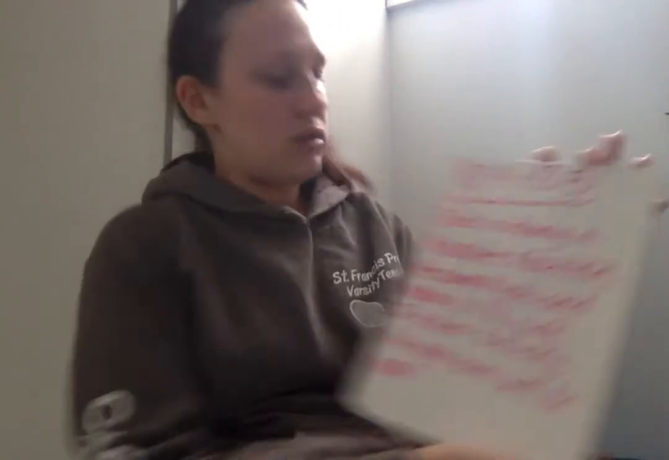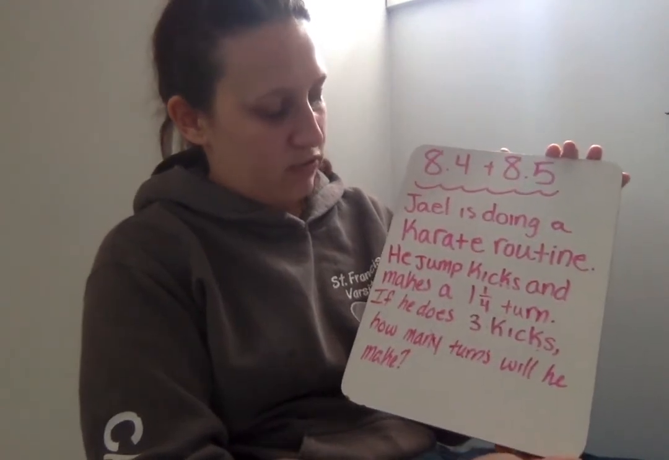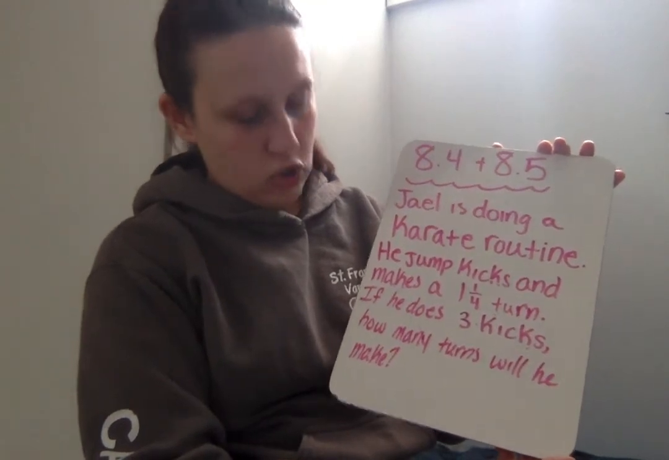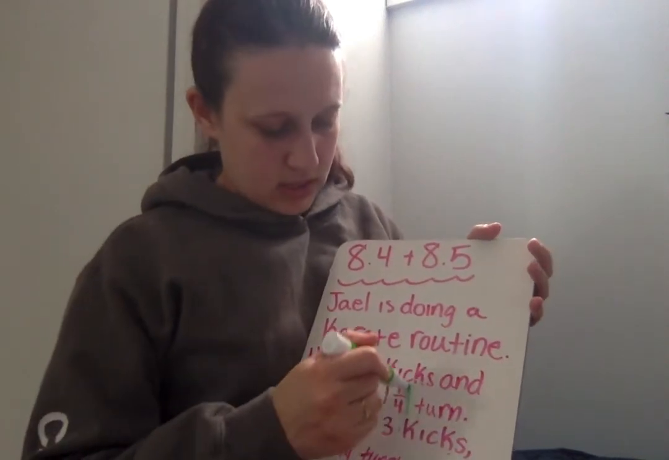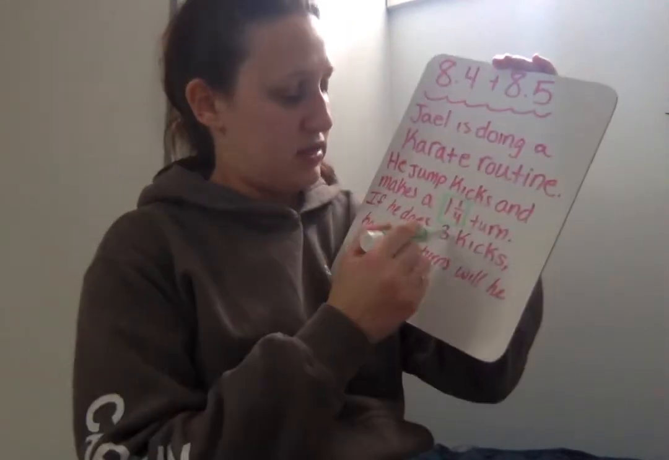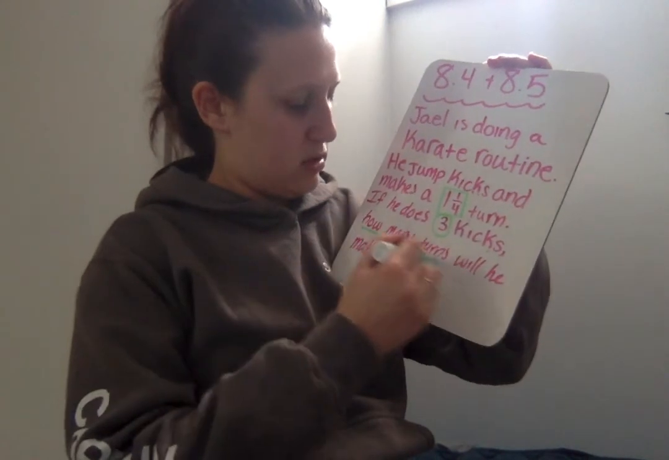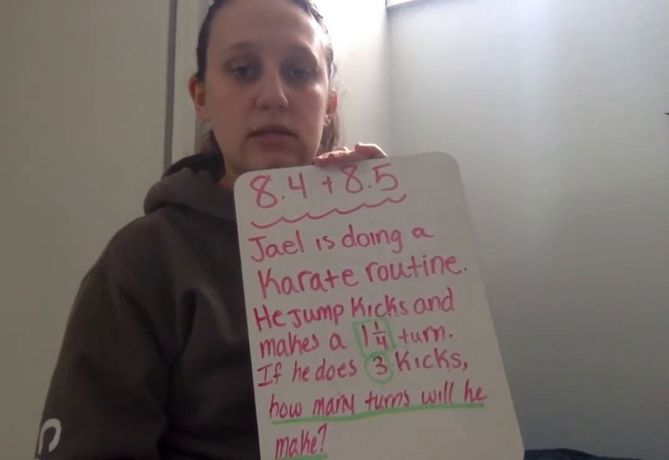So Jael is doing a karate routine. He jump kicks and makes 1 1/4 of a turn. If he does 3 kicks, how many turns will he make? If we use a couple of markers to highlight the important parts, he jumps and he does 1 1/4 of a turn. And if he does 3 kicks, he's turning 3 times. How many turns will he make if he does 3 kicks?